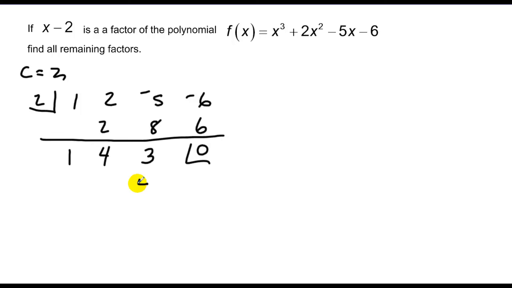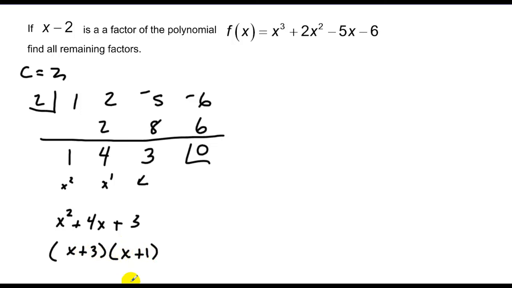And we have a remaining factor. Remember, we have our constant term, our x to the first term, and our x squared term of x squared plus 4x plus 3. This is also a factor. And I can go ahead and factor that out to x plus 3 and x plus 1. So my factors for this polynomial are x plus 3, x plus 1, and our initial x minus 2. And if I multiplied all that out, I would get this polynomial left.